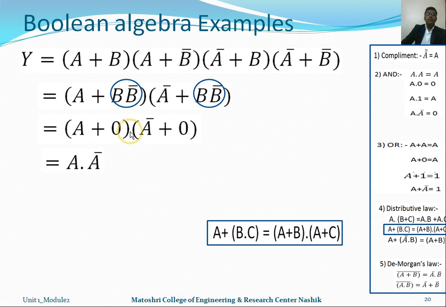So A is ANDed with A bar, and as clearly shown with the AND gate, when A is ANDed with A bar, the output is always 0. So finally we are getting the output directly as a 0 logic level.